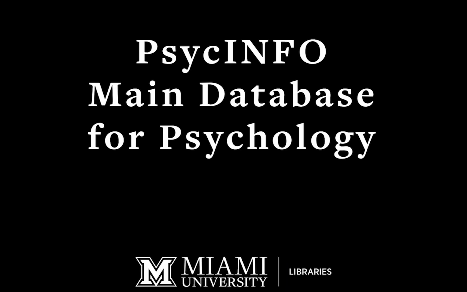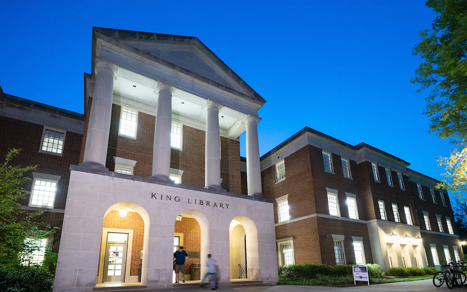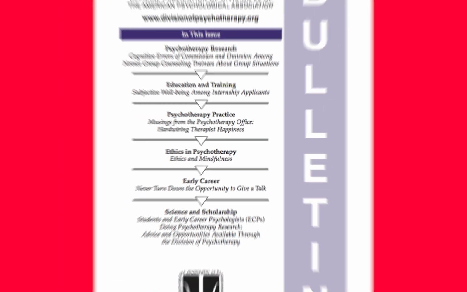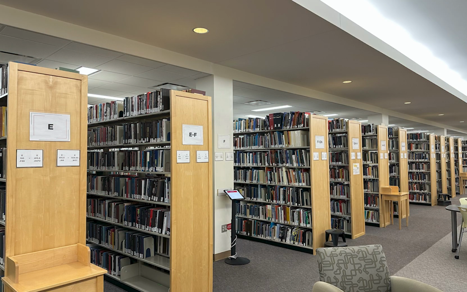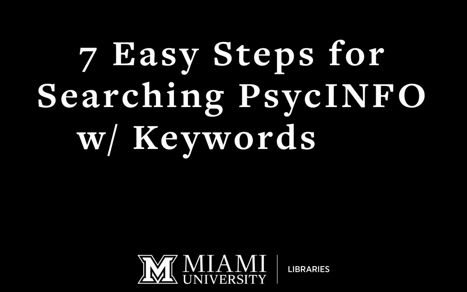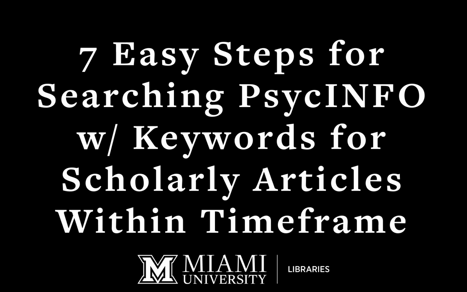The subject of today's video is PsycInfo, the main database in psychology and its related fields. In this database, you can search for scholarly and popular articles, books, and other related sources. But the focus of this video will be 7 easy steps for searching PsycInfo with keywords for peer-reviewed or scholarly articles published within a specific time frame.